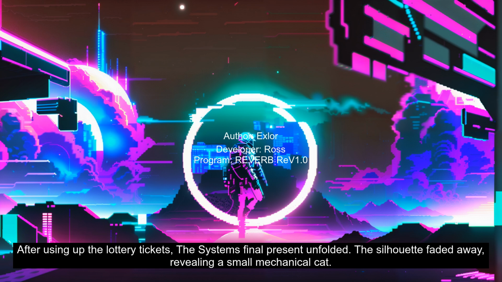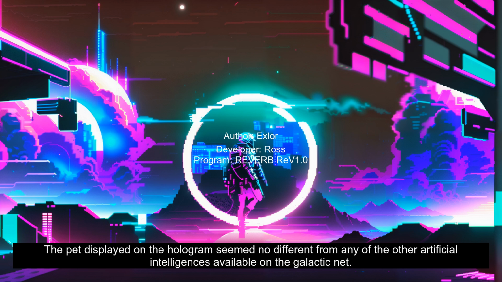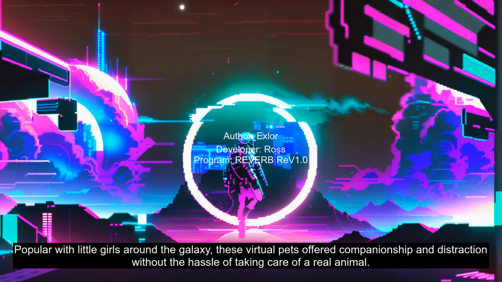After using up the lottery tickets, the system's final present unfolded. The silhouette faded away, revealing a small mechanical cat. The pet displayed on the hologram seemed no different from any of the other artificial intelligences available on the galactic net. Popular with little girls around the galaxy, these virtual pets offered companionship and distraction without the hassle of taking care of a real animal.